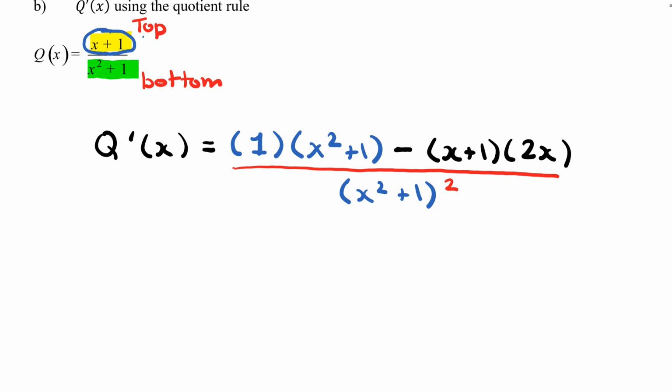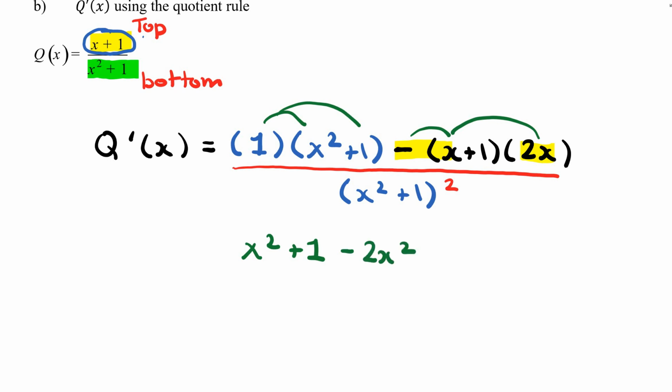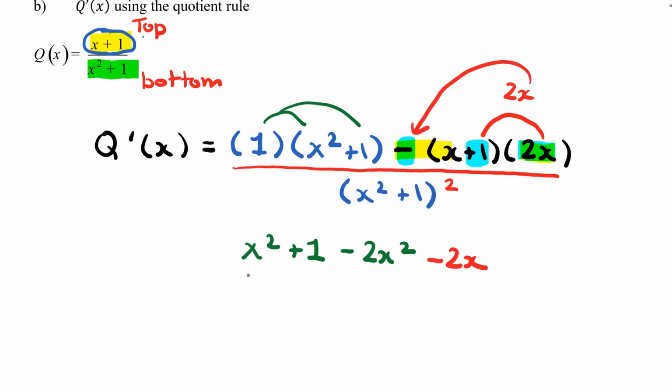If you wanted to simplify this by distributing, you would get x squared plus 1, and then if you distribute all of this with that, let's do this very slowly here. 2x times negative x is going to be negative 2x squared. And then if I multiply the 2x with this negative sign and that positive 1, 2x times 1 is going to be 2x, and then 2x times this negative sign will be negative 2x. And then I divide that by the bottom squared here.